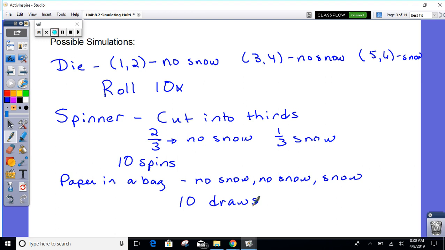Does anybody else have any other ideas for simulations? Here's another one that you probably haven't thought of, but I thought of it because I was preparing an earlier lesson from this unit: you could put colored blocks in a bag rather than writing letters. You could say that white blocks represent snow and green represents no snow, because that would be grass. It's really the same thing. So you can get creative and use different things. All right, I'm going to come around and give you what you need for your simulations, and then we'll be talking about it later.